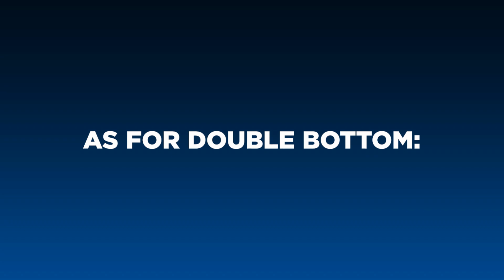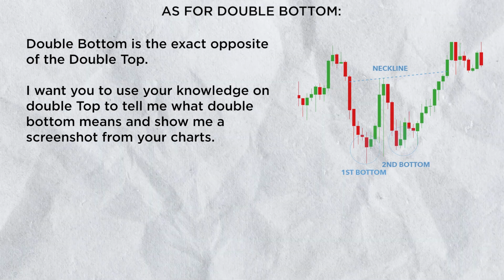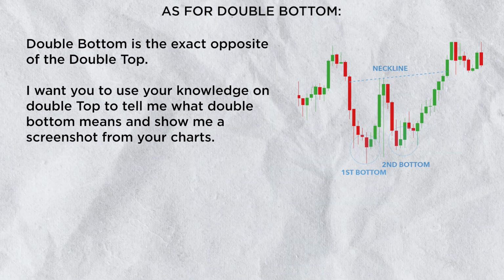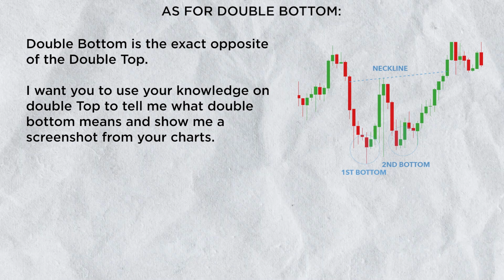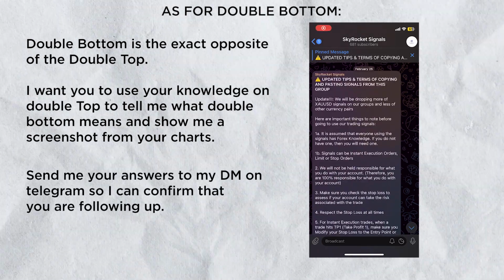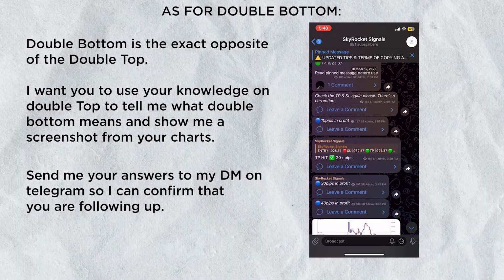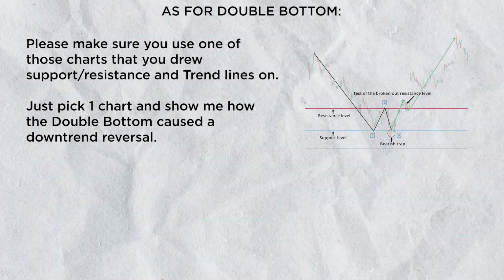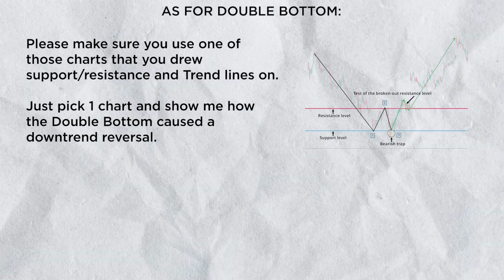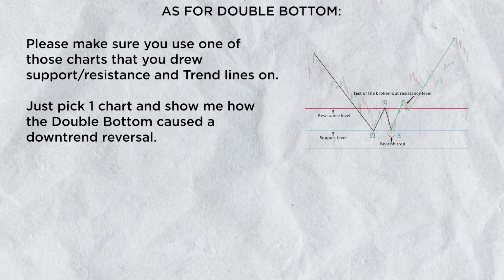As for double bottom, it is the exact opposite of the double top. I want you to use your knowledge of double top to tell me what double bottom means and show me a screenshot from your charts. Send me your answers to my DM on Telegram so I can confirm that you are following up. Please make sure you use one of those charts that you drew support, resistance, and trend lines on. Just pick one chart and show me how the double bottom caused a downtrend reversal.